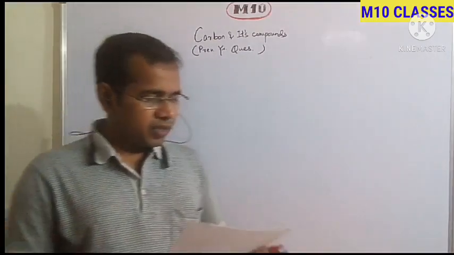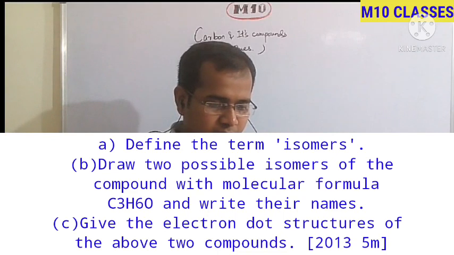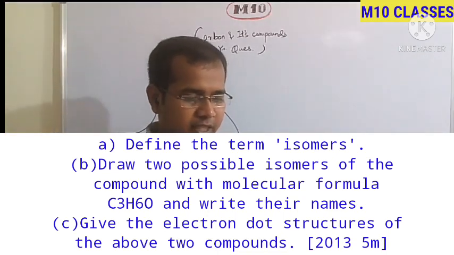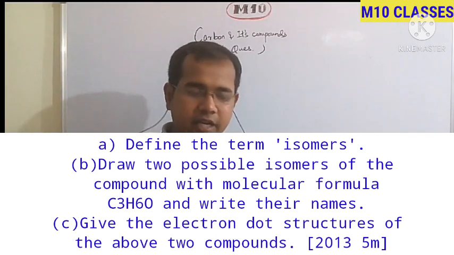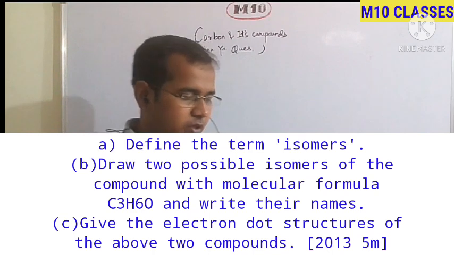So let us start. The first question is, define the term isomers. Draw two possible isomers of the compounds with molecular formula C3H6O and write their names. Give the electron dot structures of the above two compounds.